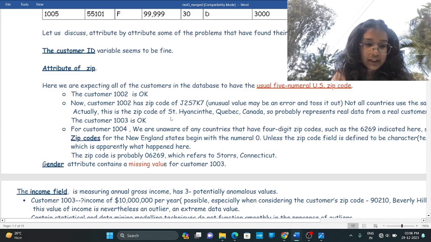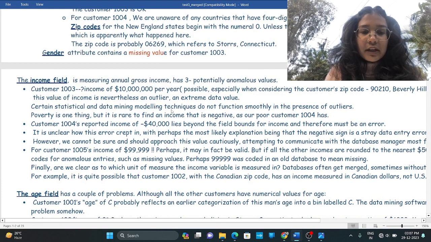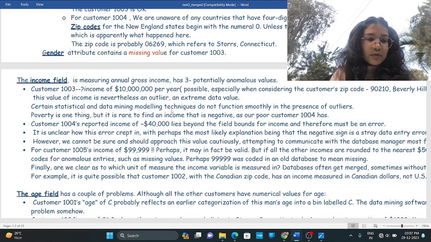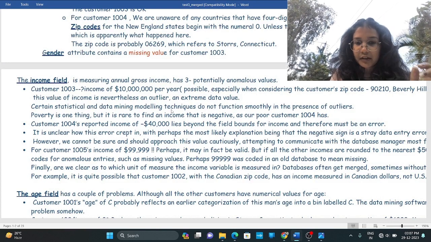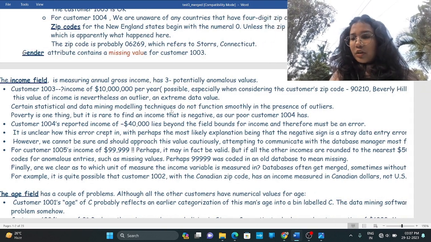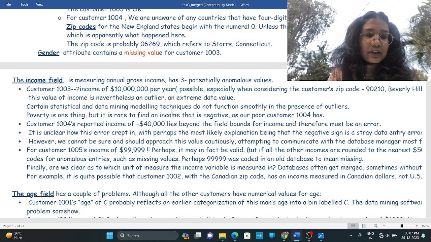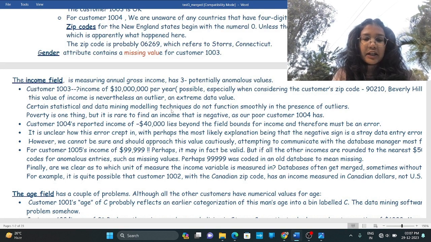The income field, which is measuring annual gross income, has 3 potentially anomalous values. Customer 1003's income is very large. Is this per year possible, especially when considering the customer's zip code 10210, Beverly Hills? This value of income is neither less an outlier nor an extreme data value. Certain statistical and data mining model techniques do not function smoothly in the presence of outliers.